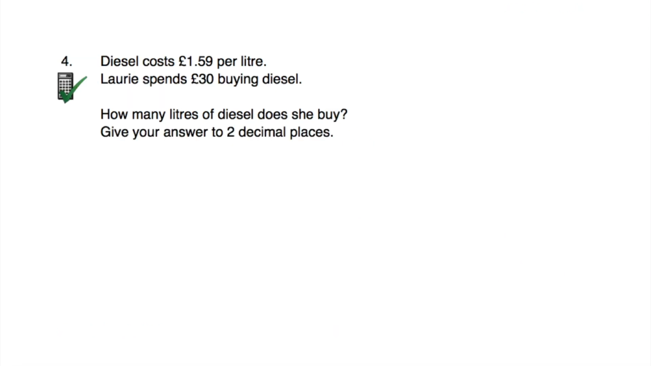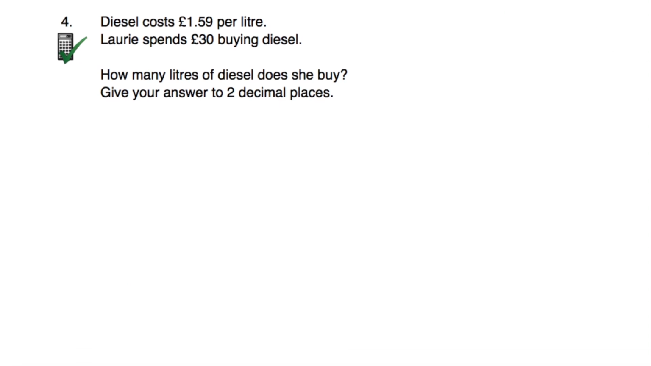Okay, let's have a look at our next question. Question number 4 says, diesel costs £1.59 per litre and Laurie buys £30 of diesel. The question says, how many litres of diesel does she buy? Give your answer to 2 decimal places.